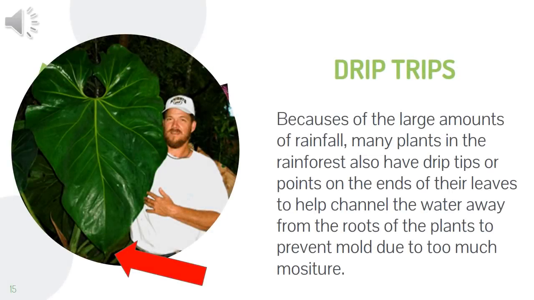And speaking of leaves, because of the large amounts of rainfall, many plants in the rainforest also have drip tips, or points at the end of their leaves, to help channel the water away from the roots of the plant to prevent mold due to too much moisture. So I took that same picture that we had in the last slide because it also has a really good example of a drip tip leaf, where the water would slide down the leaf and come off the point away from the roots of the plant so that so much water doesn't collect. They kind of act like a little canopy around the base of the plant to protect it from getting too wet and growing mold.